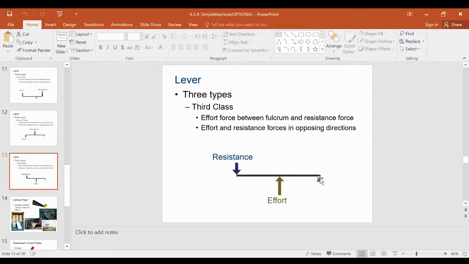So think about this. This end down here is the end of the tweezer or tongs. You squeeze them together in the middle, all right? And you grab something, your resistance at the end. So these can be really useful for taking an amount of force and reducing it down to finer detail.